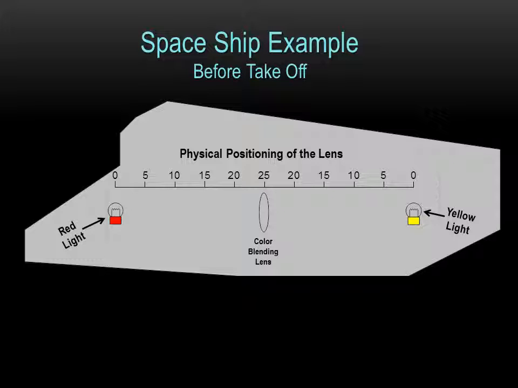The test is performed before takeoff, and each lamp is activated at the same time, and light proceeds to the blending lens. Because light travels at the same speed and it must travel 25 feet from both lamps, the lights both arrive at the blending lens at the same time. The red and yellow colors blend to produce an orange color.